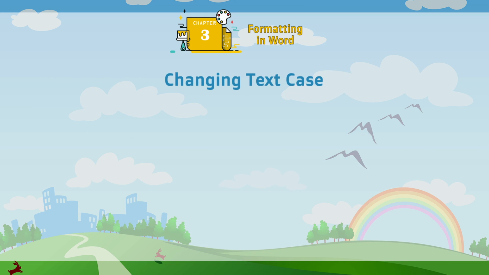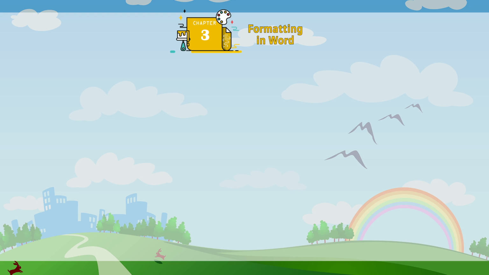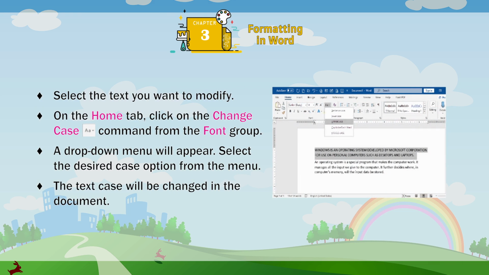Changing text case. When you need to quickly change text case, you can use the change case command instead of deleting or retyping text. To change text case, follow these steps. Select the text you want to modify. On the Home tab, click on the change case command from the font group. A drop-down menu will appear. Select the desired case option from the menu. The text case will be changed in the document.